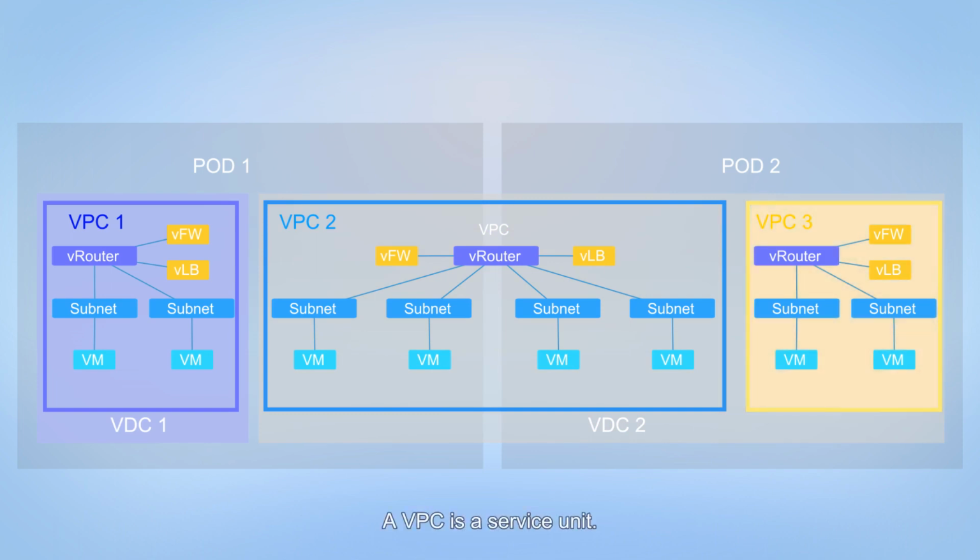A VPC is a service unit. It supports cross-pod deployment. Different VPCs of a tenant can be deployed on different pods. Each VPC has a vRouter. The vRouter is represented as a VRF on the switch.